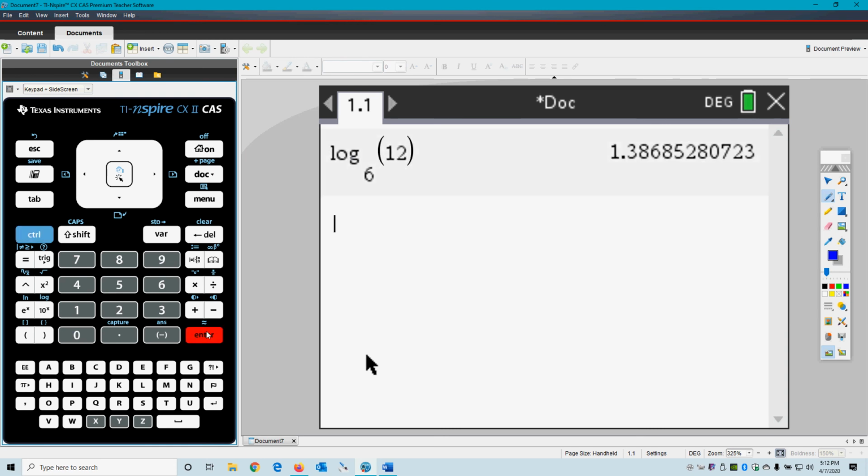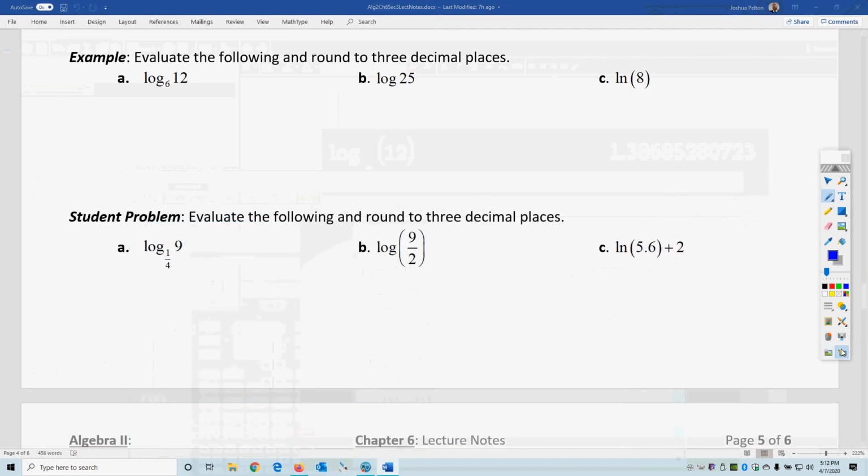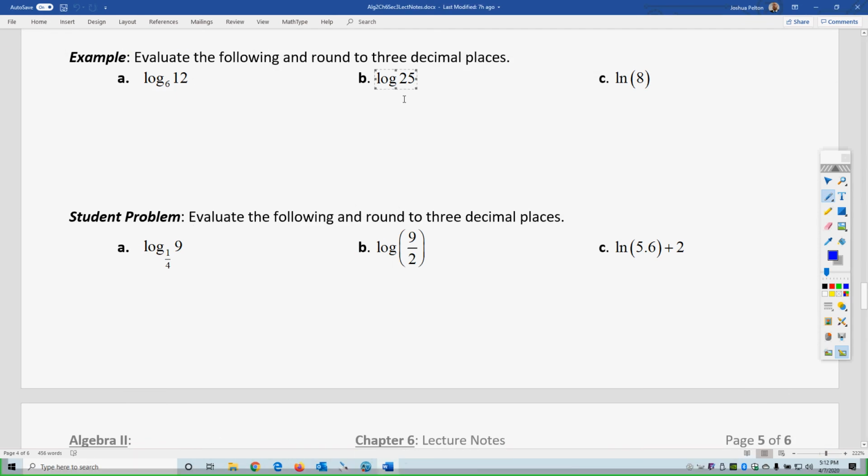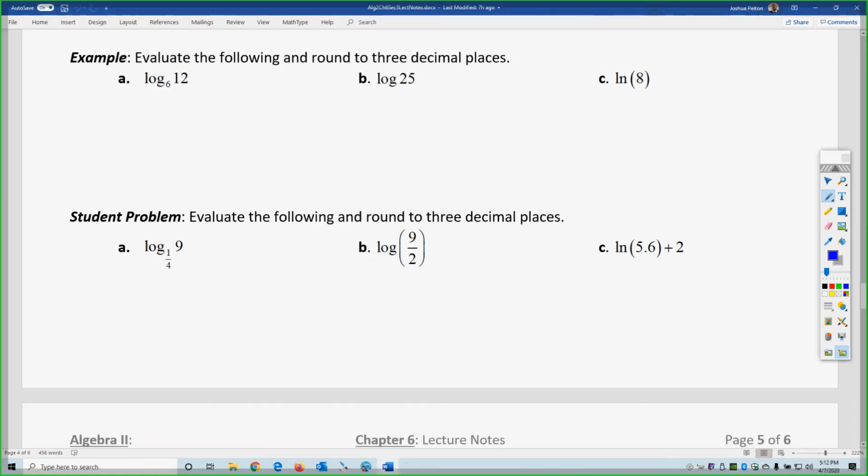If you have one of the old ones that only has common log, you might have to do log of 12 divided by log of 6. If you have one that doesn't have a base option, you might have to do that, which is called the base conversion formula, and you'll get the same answer. You can use base 10 as your default if you only have a common log type button. If there's no base specified, you might remember it is base 10. So if it is base 10, then you can just use your log key, and you get 1.398.